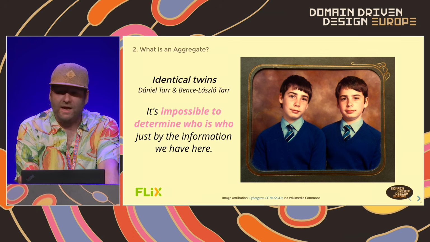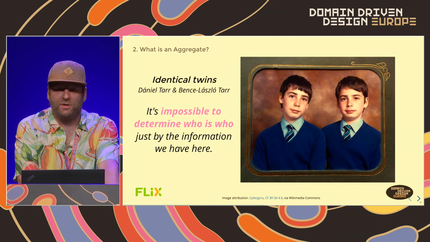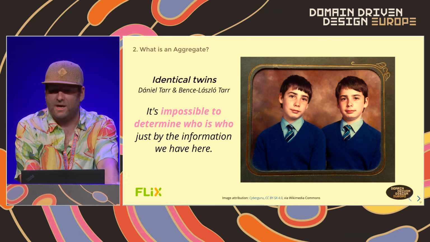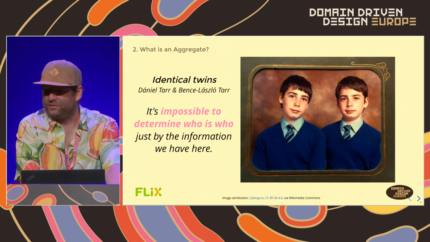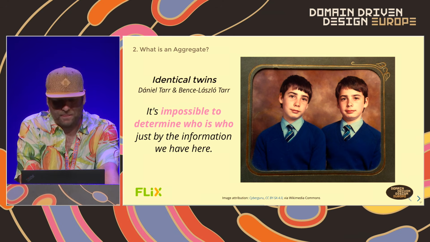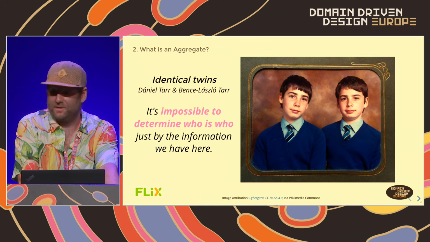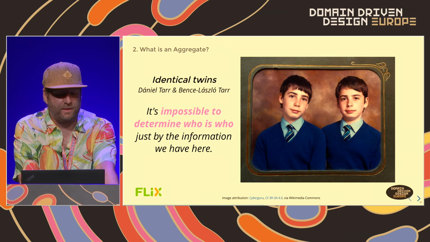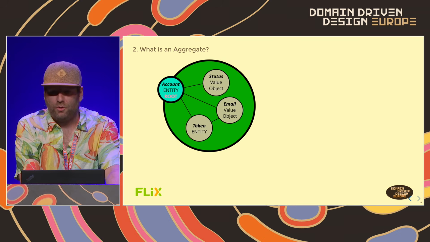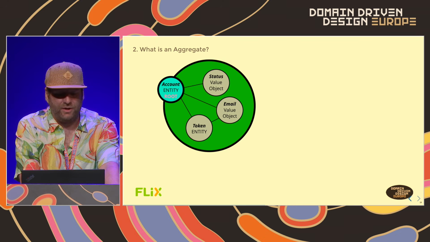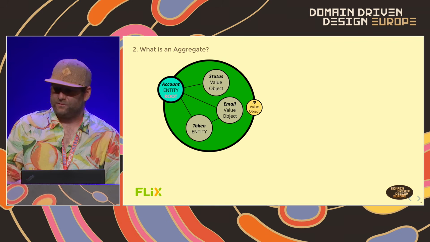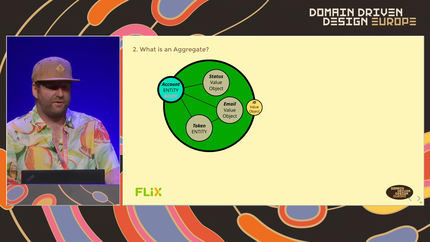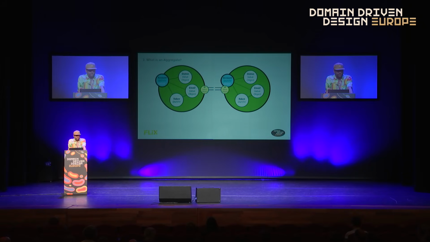But it's impossible to say who is who with the information you have here right now, right? I mean, they wear the same clothes, they have the same hair color, the same haircut, the same eye color. They probably have the same voice. They're pretty identical. So without them or someone telling you who is who, you won't be able to tell them apart. So in order to compare two aggregates, there needs to be some kind of identity attached to that aggregate. And then we would be able to tell two of these aggregates apart.